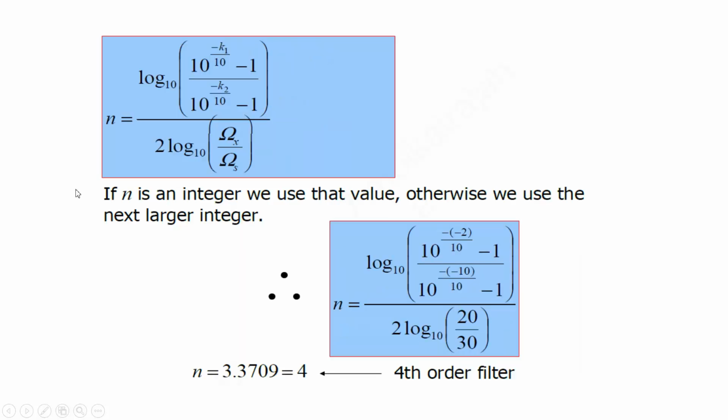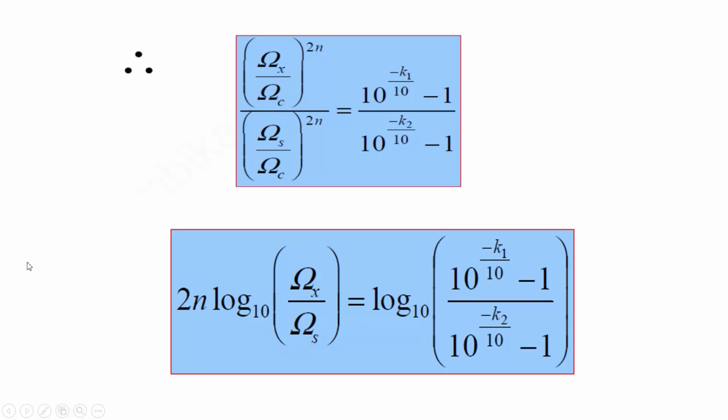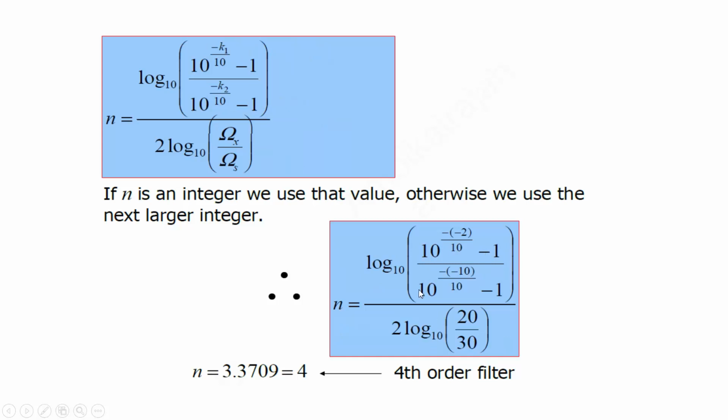Now if you solve it further, you can find the value of n from here, because you know omega x, which is 20 radian per second, omega s, which is 30 radian per second, k1, which is minus 2 dB, and k2, which is minus 10 dB. So all those values are put in, and we can calculate the value of n from here. Now my n comes out to be 3.3709.